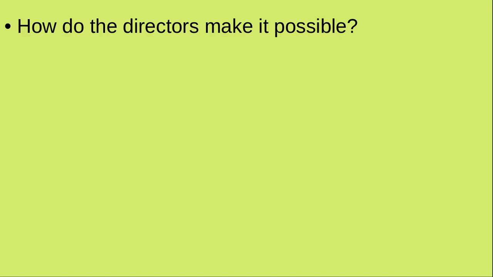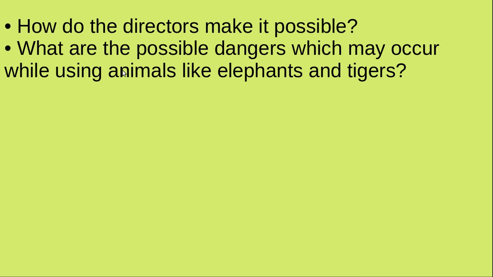Okay, yes. Sometimes you might have watched this. In this film, Jungle Book, you can see many animal actors. Then the main question that we have to think is, how do the directors make it possible? What are the possible dangers which may occur while using animals like elephants and tigers? Is it easy to make tigers act in a film or to make elephants act in a film?